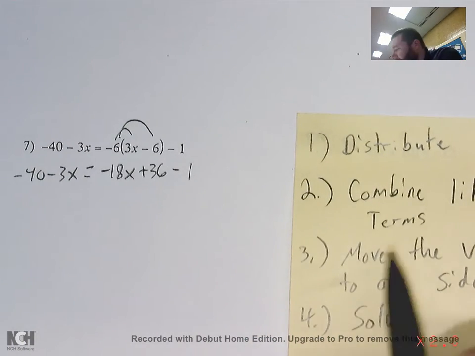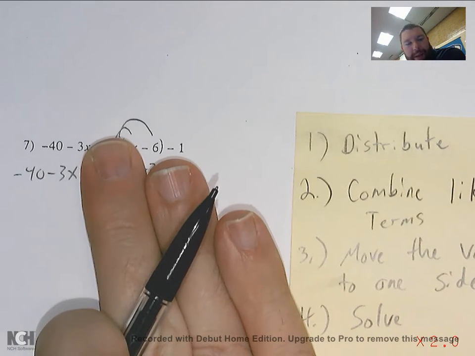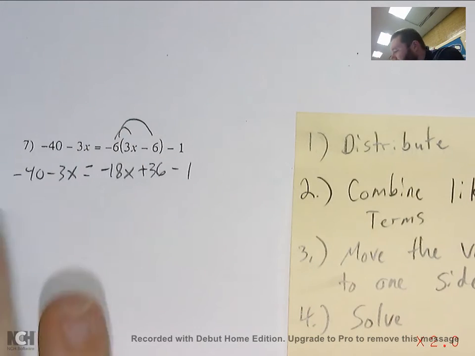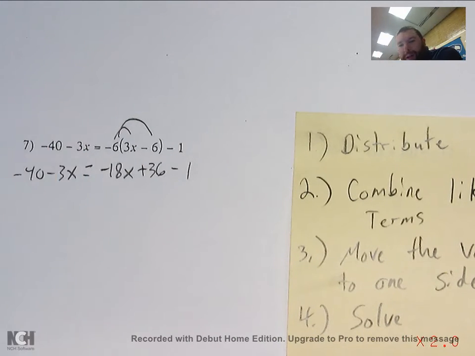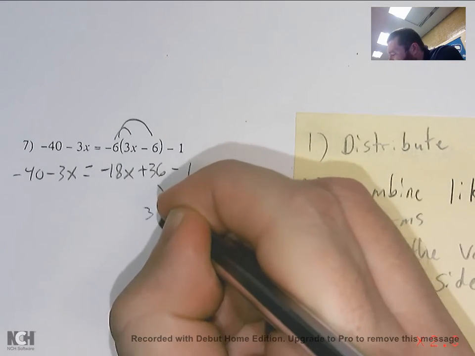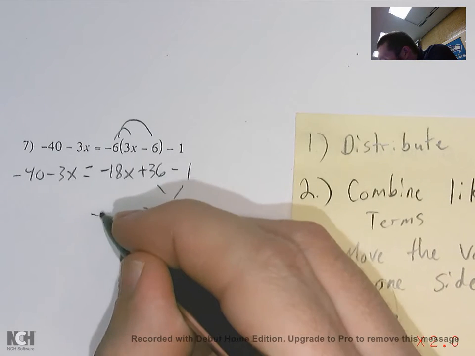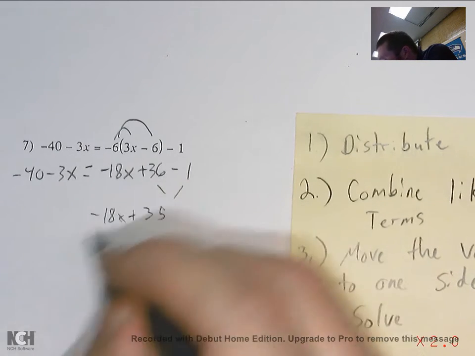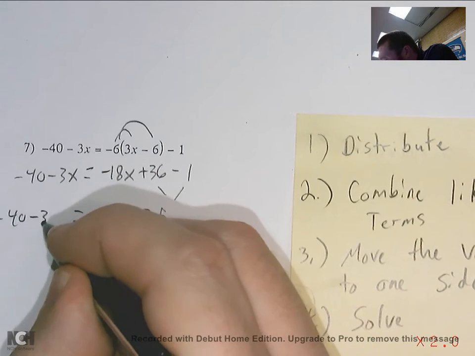Okay, next step is to combine like terms. I don't have any like terms on this side. It's an x and a number. And then this side, I have an x and 2 numbers, so I can combine those numbers, right? 36 and negative 1 are going to combine to become 35. 36 minus 1 is 35. And then I have plus that negative 18x, and then I still have negative 40 minus 3x.